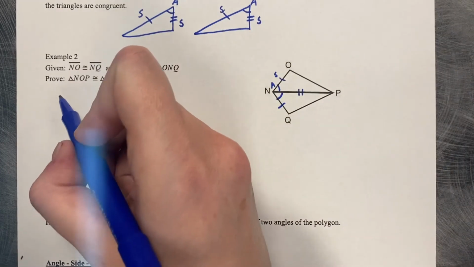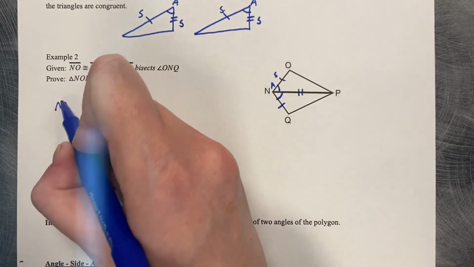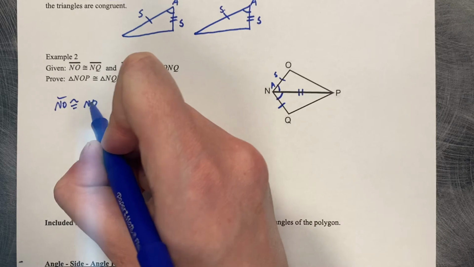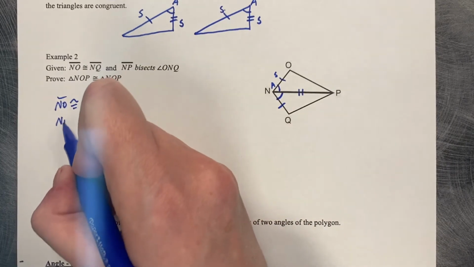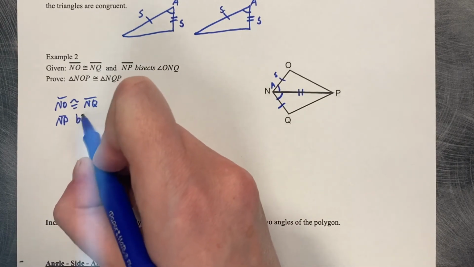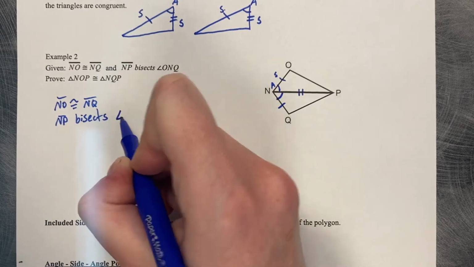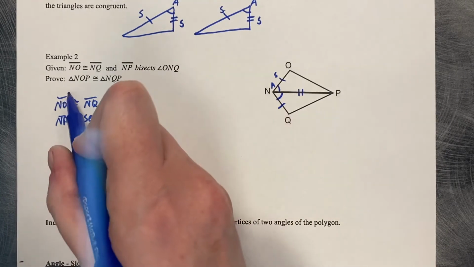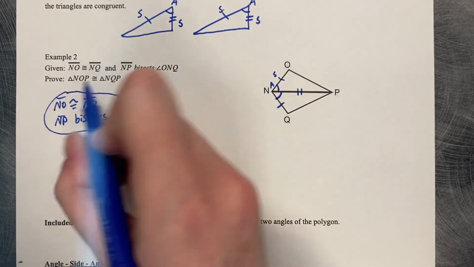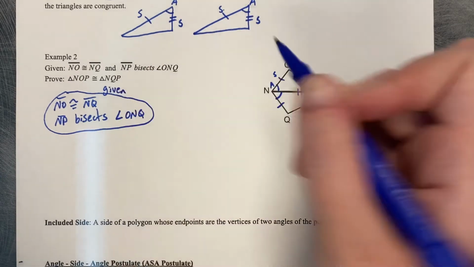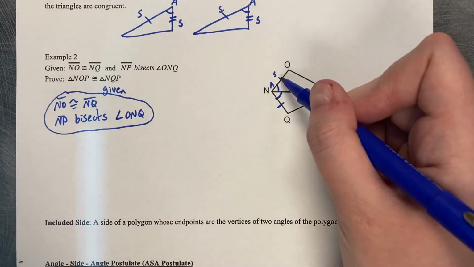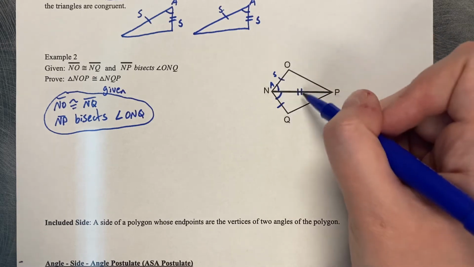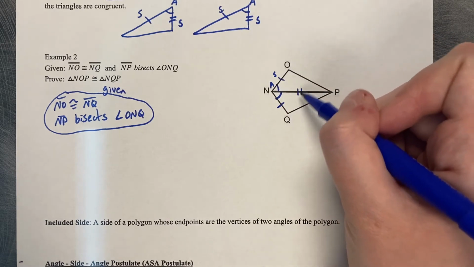All right, let's do another flow proof. So NO is congruent to NQ, and NP bisects angle ONQ. That's given. And it actually gave me a lot of information. It gave me a side and an angle. So the only thing that I'm lacking is this other side.